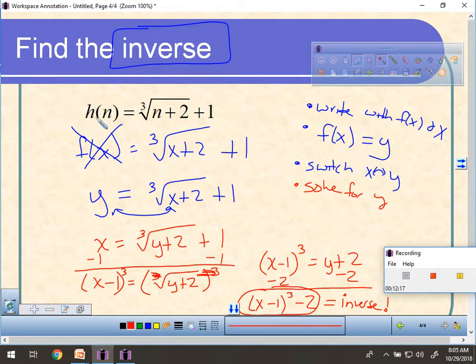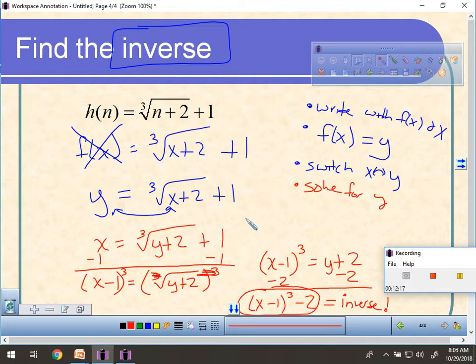So switch the h of n and n. So this h of n and n, switch that to f of x and x, and then scratch out the f of x and replace that with y, and then switch the x and the y around, and then just solve it for y. And that would be your inverse for that problem.